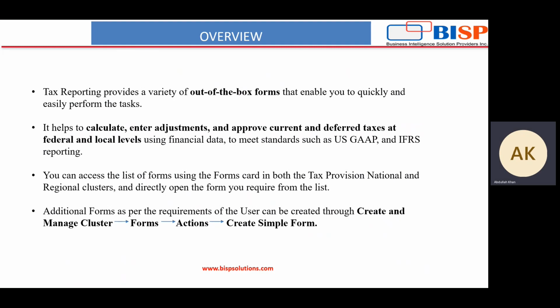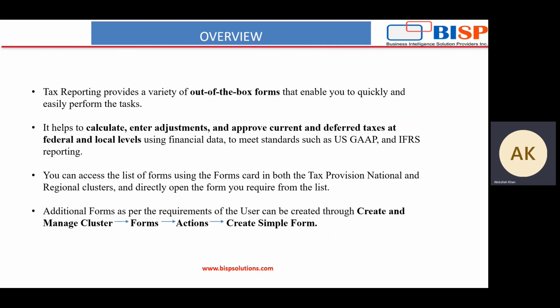We can access the list of the out of the box forms which are available under the application in both the tax provision national as well as the regional clusters available under the TRCS interface. And we can directly open whichever form that we require from the available list under both of the respective cards.